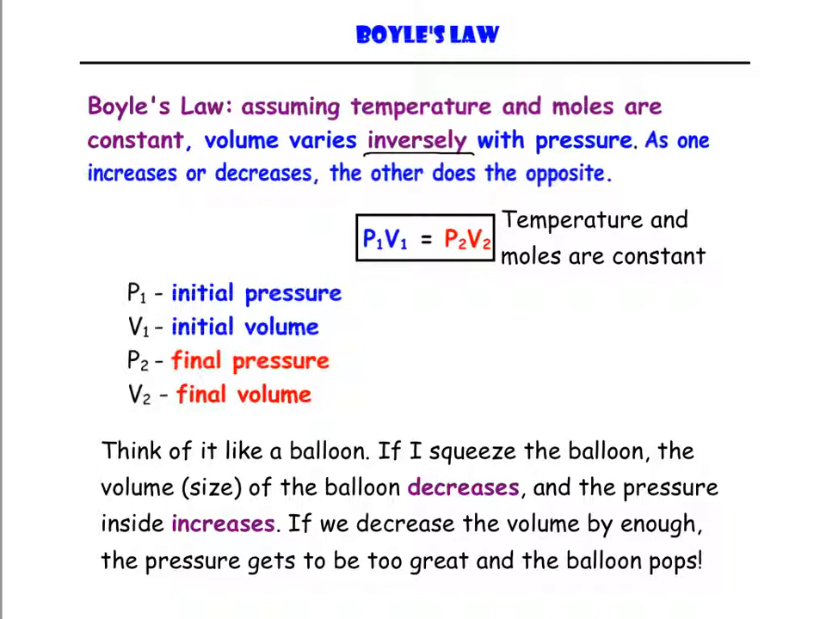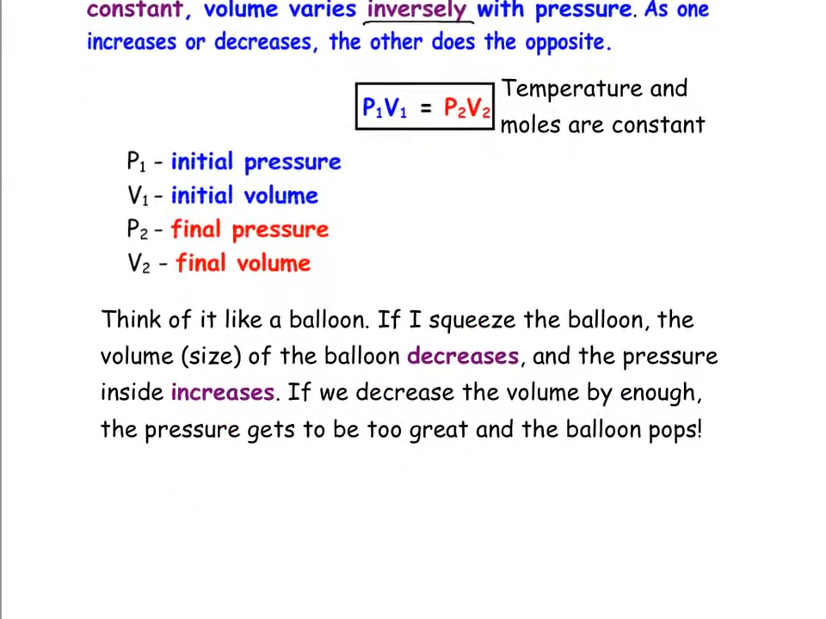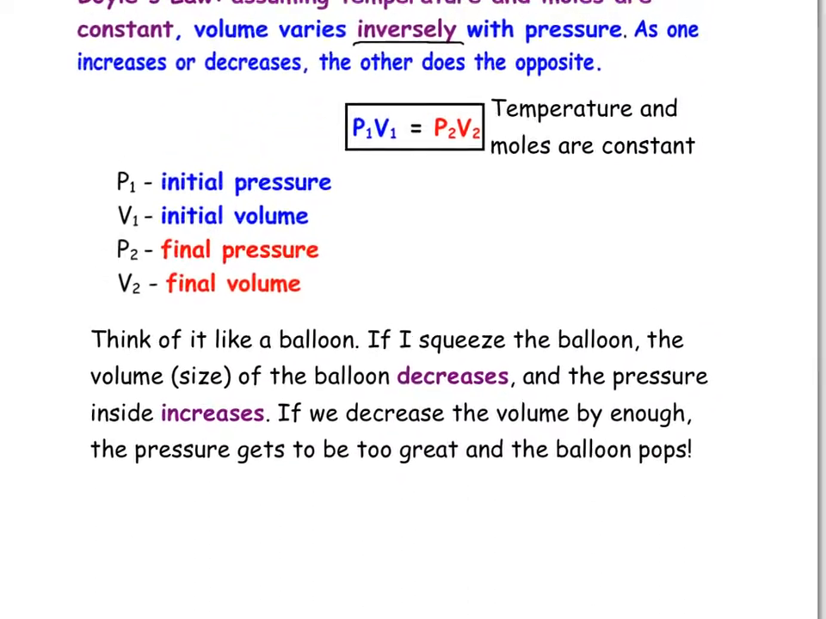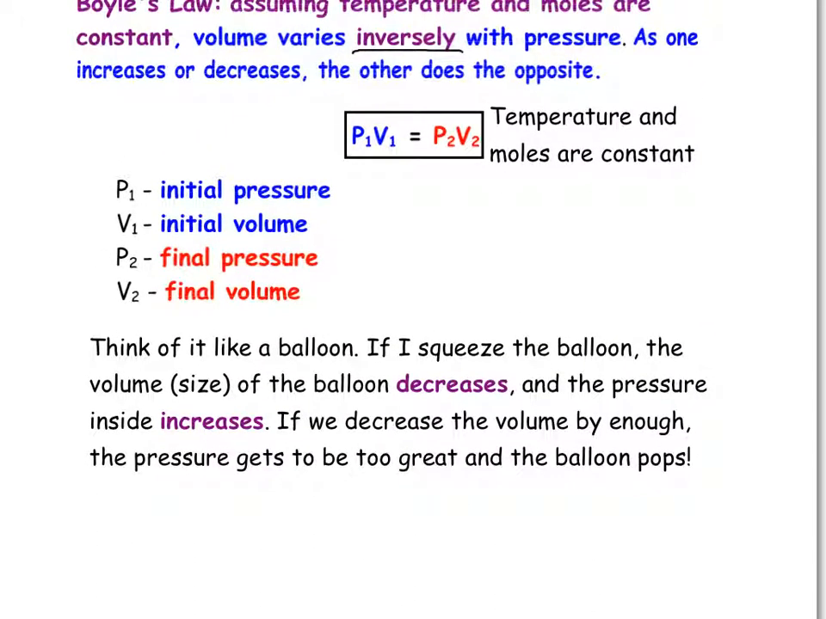The equation that Boyle came up with for this is that pressure 1 times volume 1 equals pressure 2 times volume 2. And you can think of these as being an initial and a final pressure and volume. A good example of this is if you think of it like a balloon.